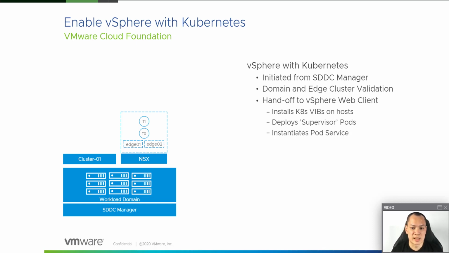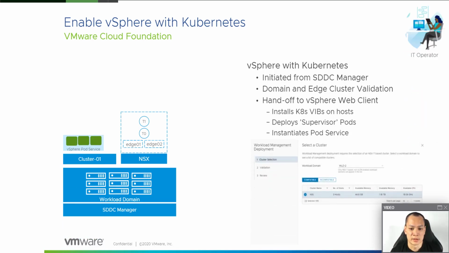Okay, so next, it's where we get interested. It's different now, right? We enable vSphere with Kubernetes. When you initiate this particular part, what we do is the prerequisite checks. For example, hey, did you create the workload domain already? Did you deploy the edge cluster? If you've done all that, we now hand it off to the vSphere web client, and we install the K8s VIBs on the hosts, deploy the supervisor pods, and instantiate the pod services. So in my next demo, do stay tuned, because it is actually a video. It will be the entire motion of how we deploy this and what is required, etc. Yeah, I'll just bring up the rest of the screenshots and go to the demo.